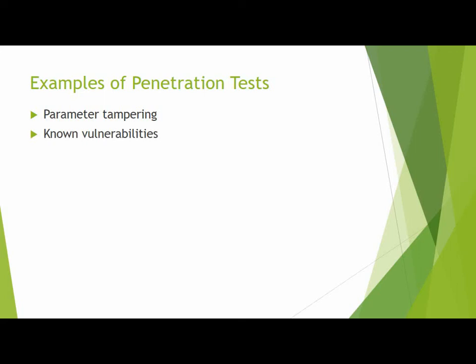Known vulnerabilities. Let's think about a system with a web application that uses IIS 5, 6 or some web server. IIS 6 has known vulnerabilities. So if someone knows the system is using IIS 6, they can use those vulnerabilities to break into the system. So we have to test against known vulnerabilities and fix them during the penetration testing.